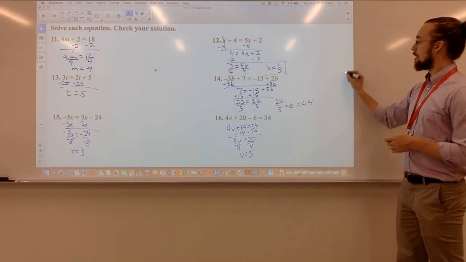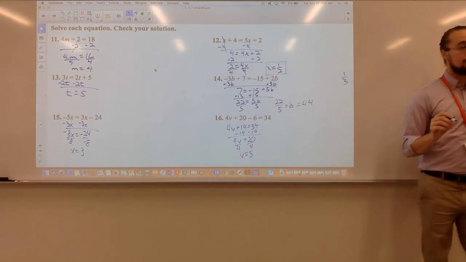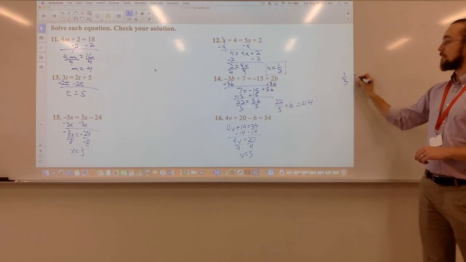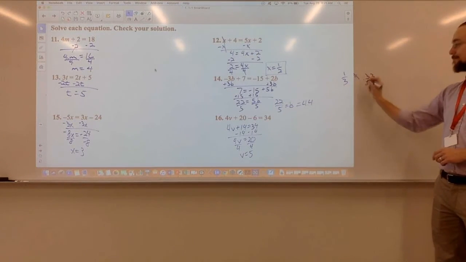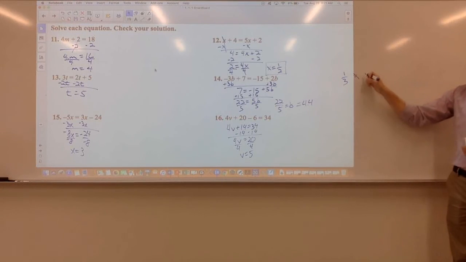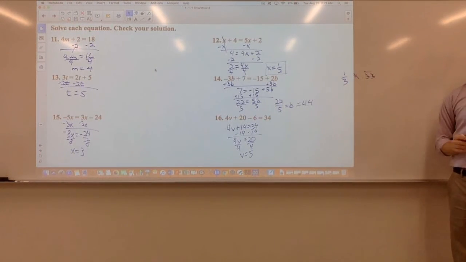However, if you got 1/3 as an answer, 1/3 is not equal to 0.33. It's equal to 0.3 repeating. So as long as you are writing things that are exactly equivalent when you're writing your decimals, does that make sense? Okay.